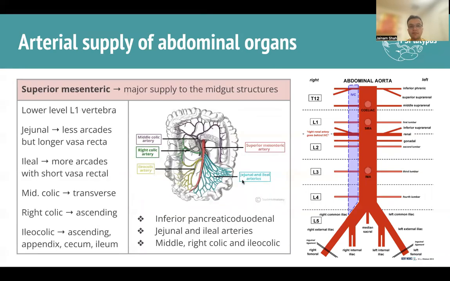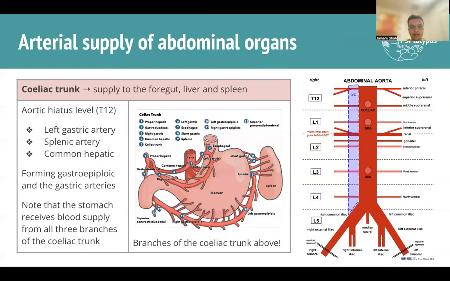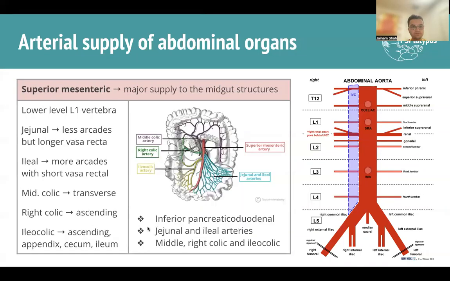When it comes to the superior mesenteric artery, that's going to be supplying the midgut structures. It arises at the lower level of the L1 vertebrae, as you can see in the diagram on the right again. The major arteries that this gives off are the inferior pancreatico-duodenal. Superior pancreatico-duodenal actually comes off the celiac trunk, as you can sort of see in number 12 on the diagram there.